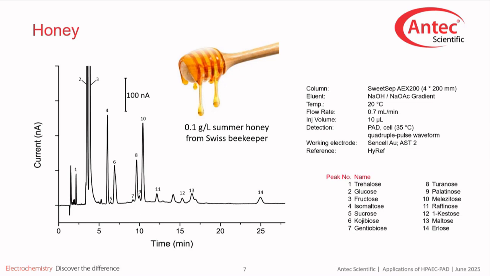At the same time, other components are neatly separated on the SweetSep AEX200 using sodium hydroxide at 30 degrees C, and the total runtime for this efficient carbohydrate separation is about 25 minutes. Some adulterants include corn syrup, which contains glucose and maltose, high fructose corn syrup, sucrose, rice syrup, and inulin syrup. This chromatographic separation is particularly helpful in identifying adulterants in honey and provides insights into the melezitose content.